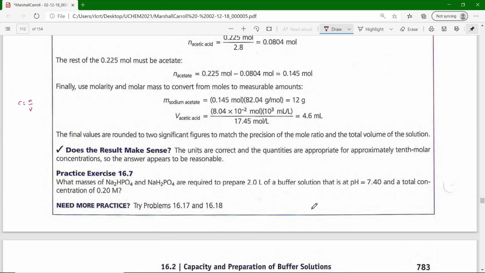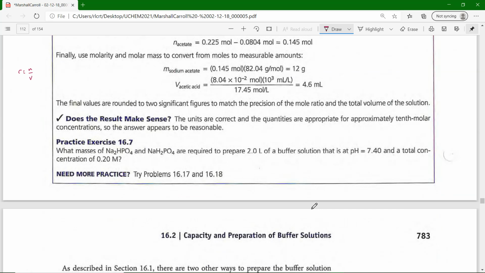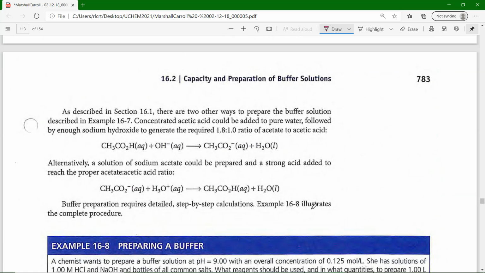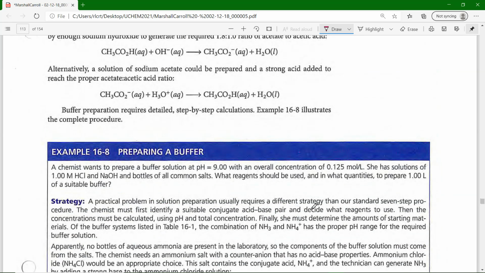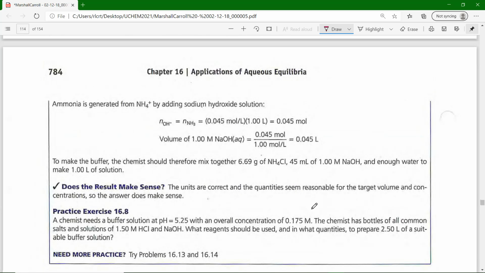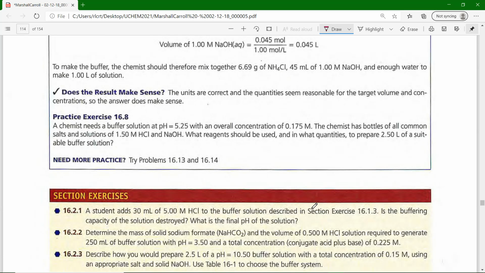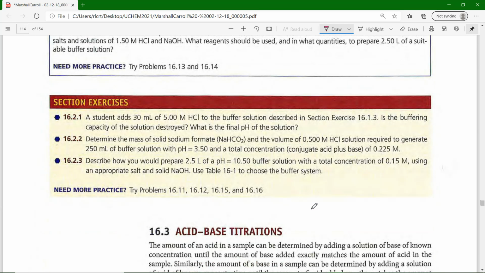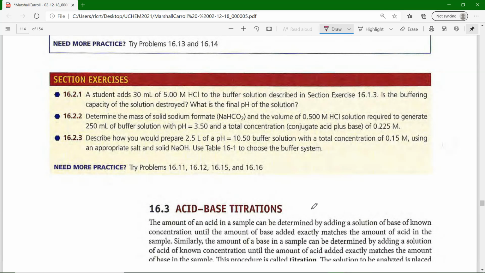And you can try practice 16.7 on your own. I never liked the 16.8 example. I'm not going to bother with it. And you can try the section exercises on your own.